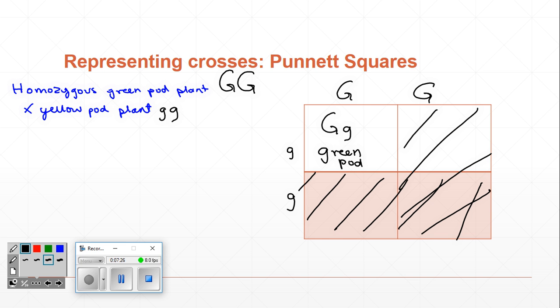All of the offspring should be heterozygous, and they should all have a green pod. So we would say 100% green pod or 0% yellow pod. Those would be the phenotypes that we would predict. Now remember, this is just a prediction. Predictions are based on probability. Yes?